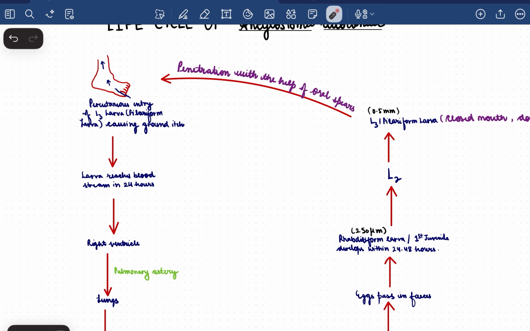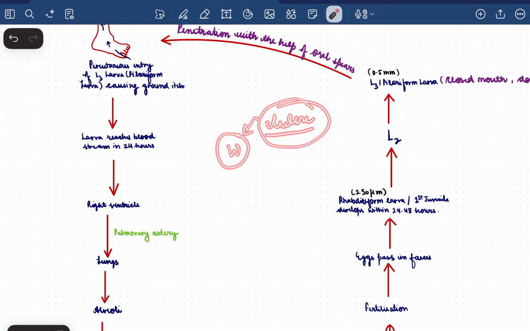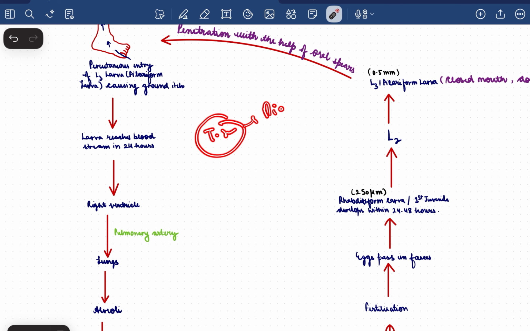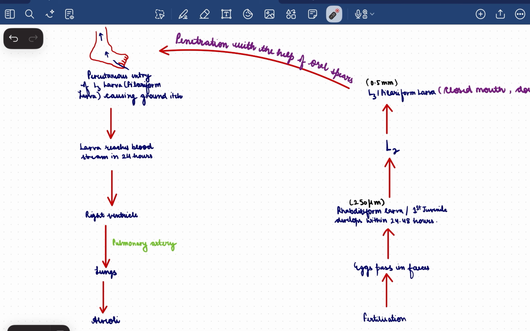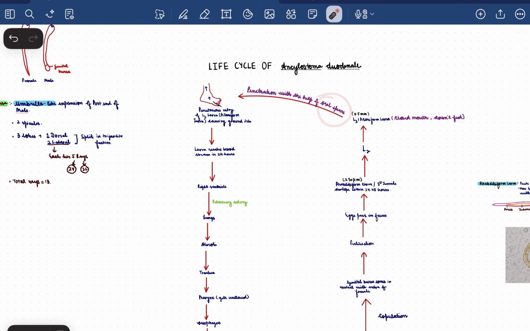Now notice that it does not need an intermediate host, which is very different from Wuchereria bancrofti, which had Culex as its intermediate host, or maybe Taenia solium, which had pig, right? It does not need a vector. It just penetrates on its own with the help of oral spears.